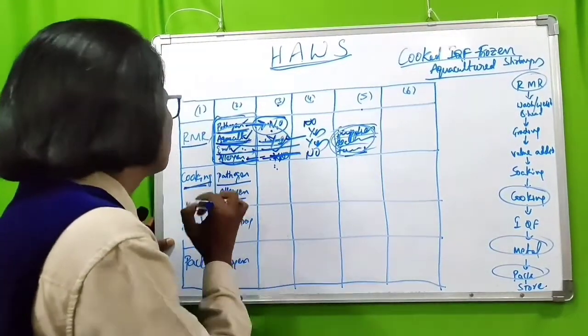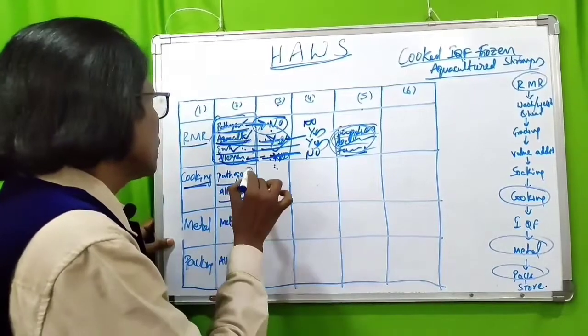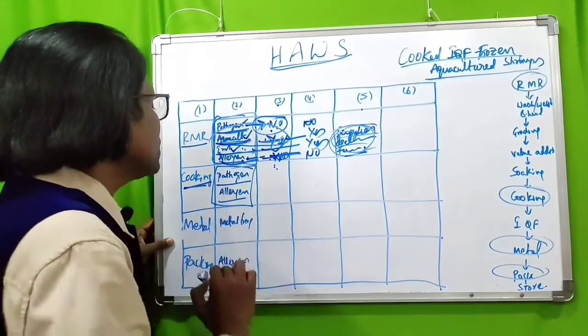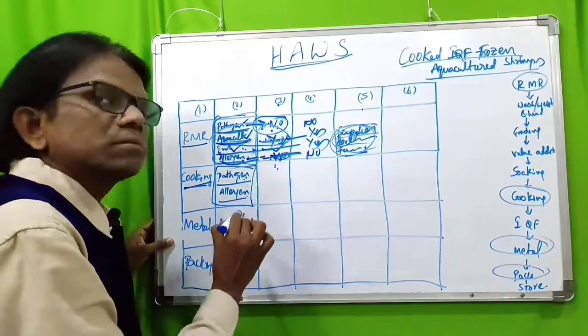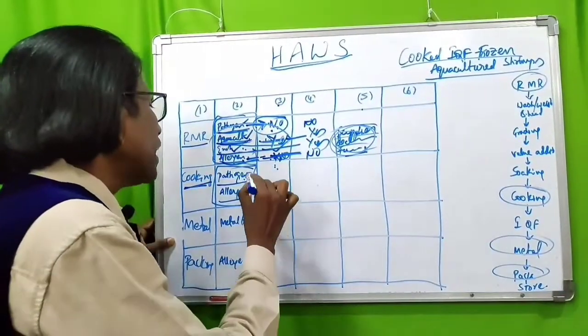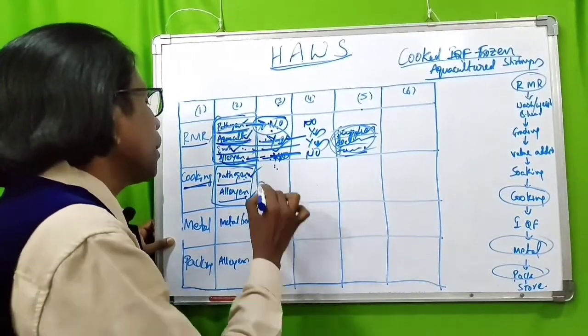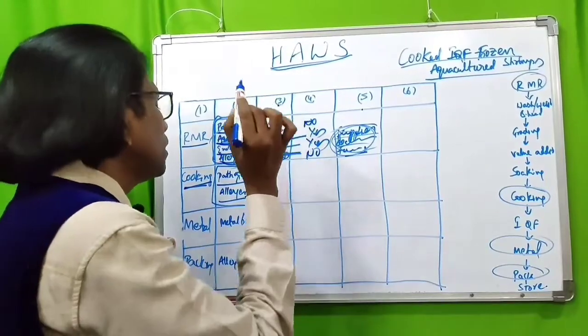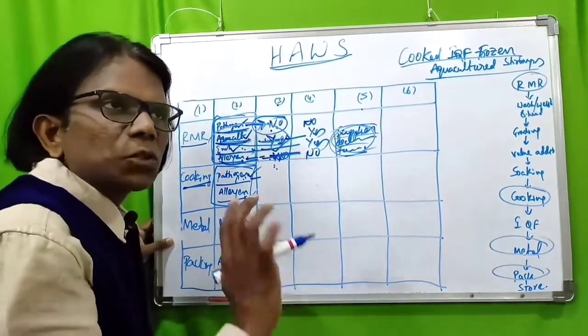Now the second step, cooking. Whether these potential hazards are significant or not, let us have a discussion. Pathogens and allergens. Pathogen, significant or not, to determine, 2 questions.